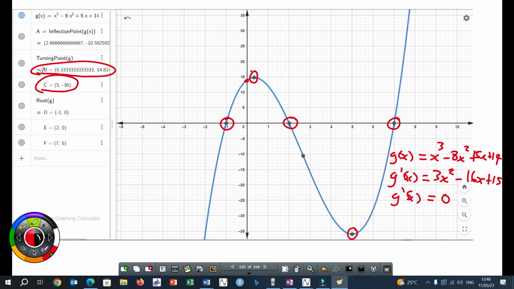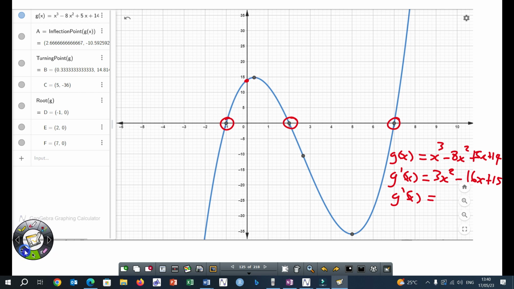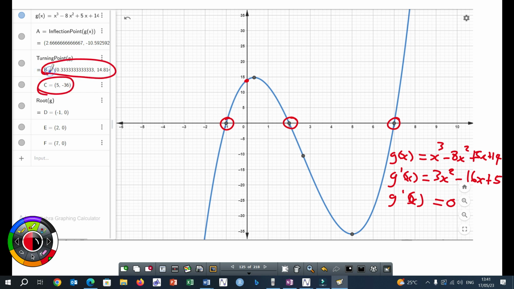Okay. All right. Let's remove that. Yeah, I put minus 15 plus 15 instead of plus 5. Okay. Let me fix that. Okay. So that should be plus 5. So then you put it into g prime and you should get the value. Alright, so our turning points are there.